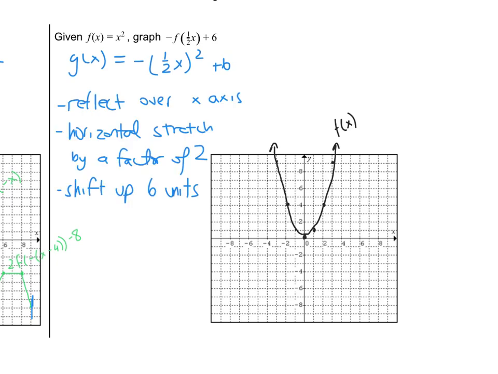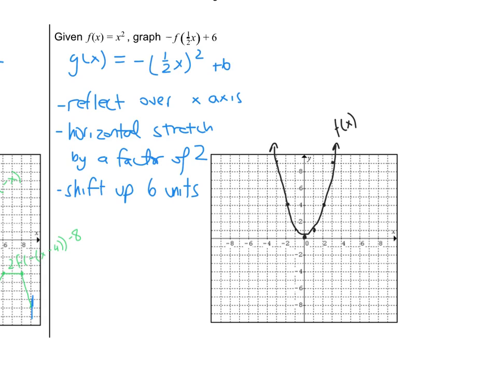All right, so hopefully you have a reflection over the x-axis because your a value is -1. There's no vertical stretch or compression though. The k value of 1/2, when I take the reciprocal, it is 2, which means I have a horizontal stretch by a factor of 2. And then the +6 outside the brackets means a shift up of 6 units.